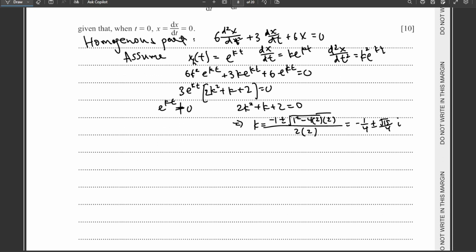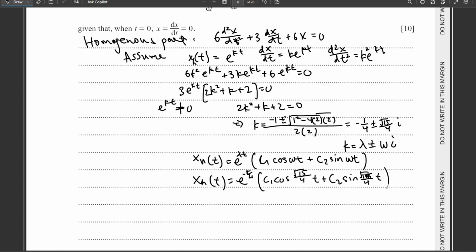Right, we know that if we have a complex solution for our auxiliary equation that takes the form k equals lambda plus minus omega i, then we know that the homogeneous solution of x will take this form. So now we just substitute our values of lambda and omega. Right, so now we have dealt with the homogeneous solution.